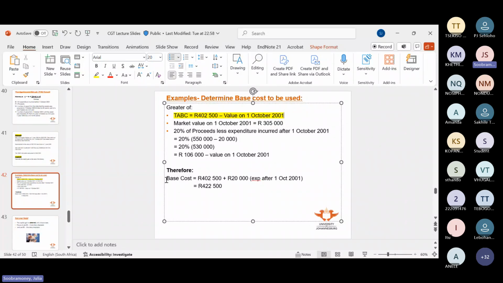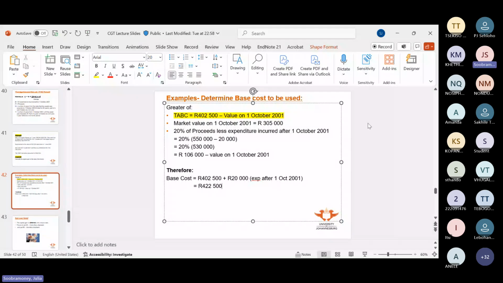Now that I've determined the value on 1 October 2001, which is the greater one, now I need to determine my base cost on the date that I sell it. So what does the rule say? It's going to be the value on 1 October 2001, 402,500, plus expenditure after. Everyone said yes, there was expenditure, there was an improvement of 20 to give me my final cost price, base cost of 422,500. Because this asset is not depreciable, we don't minus any allowances and there's no recoupment calculation. So therefore, there's no 11O amount.